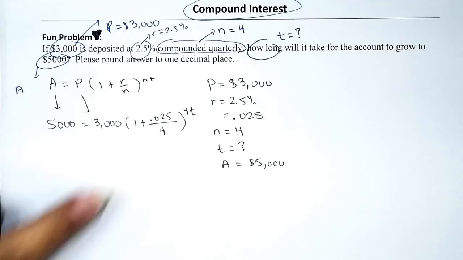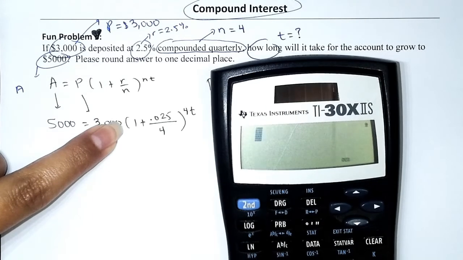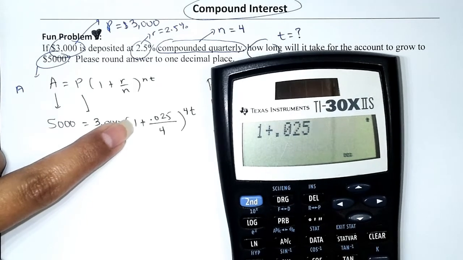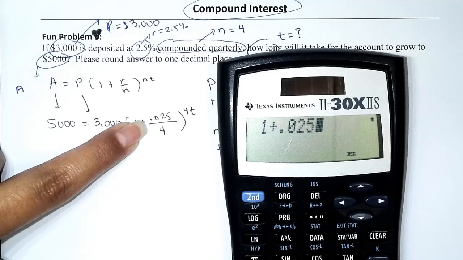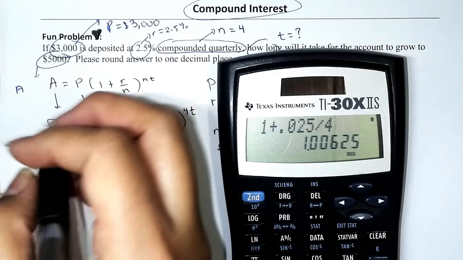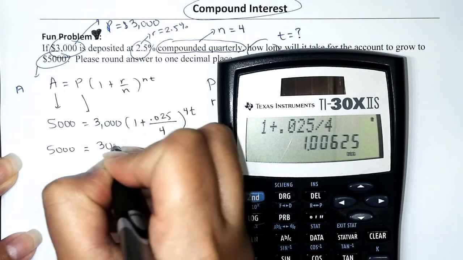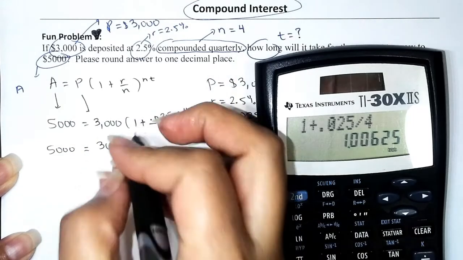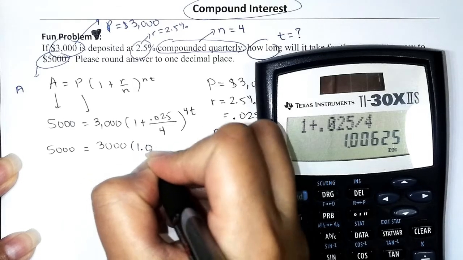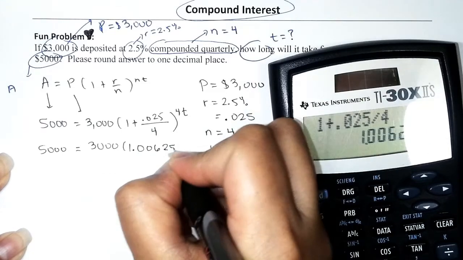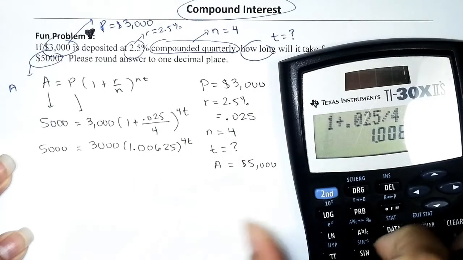So we have 1 plus 0.025, and instead of hitting the fraction button, we're going to hit the division sign, divided by 4, and that gives us 1.00625. Please don't round, okay? We only round at the very end. So we have 5,000 equals 3,000 times 1.00625 raised to the 4t power.